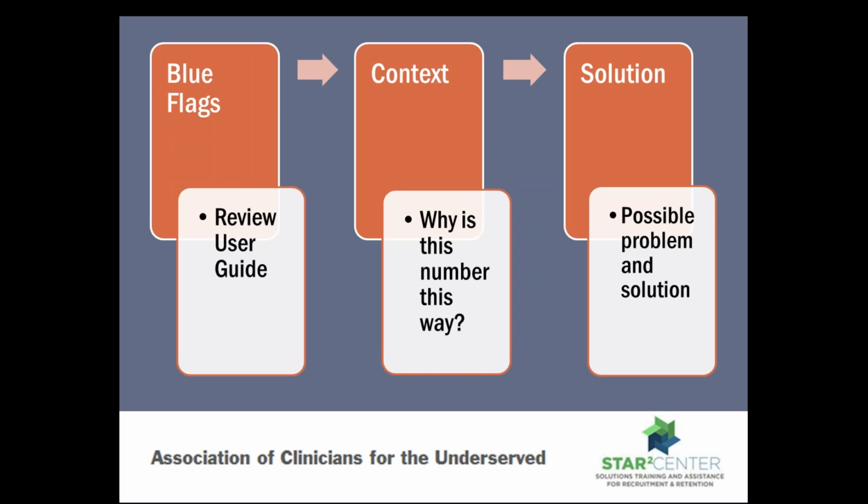So the number one thing, I've said it a couple times now, but I'm not afraid to say it again, my friends, is that when you get your profile, you want to first look for those blue flags and then review your user guide to say, hey, what are these blue flags? What is this even measuring? What is my number? How different is it from other health centers' numbers? And then you want to add your own context. So why is this number this way?